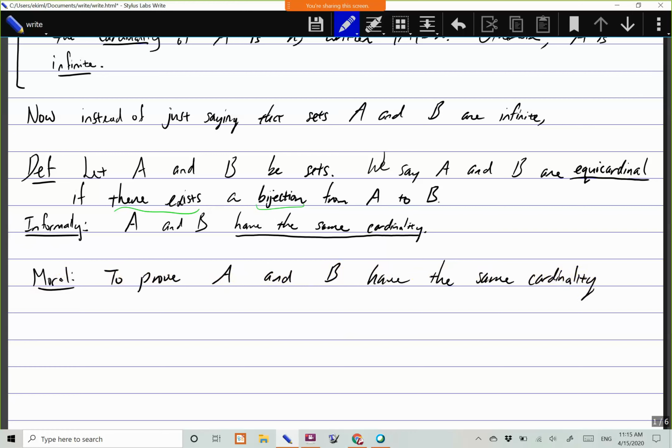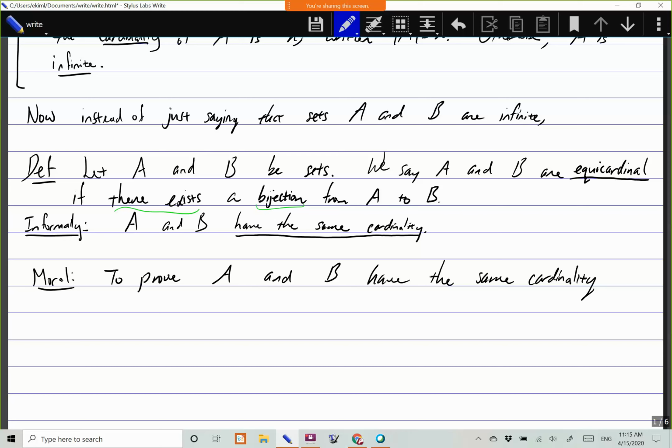Most of what you'll see in class today and tomorrow is you're given two sets. Maybe they're called A and B, and then you'll be asked to prove, or we'll do it as a whole class, that the given sets A and B have the same cardinality, or are equicardinal. So how would we do that?